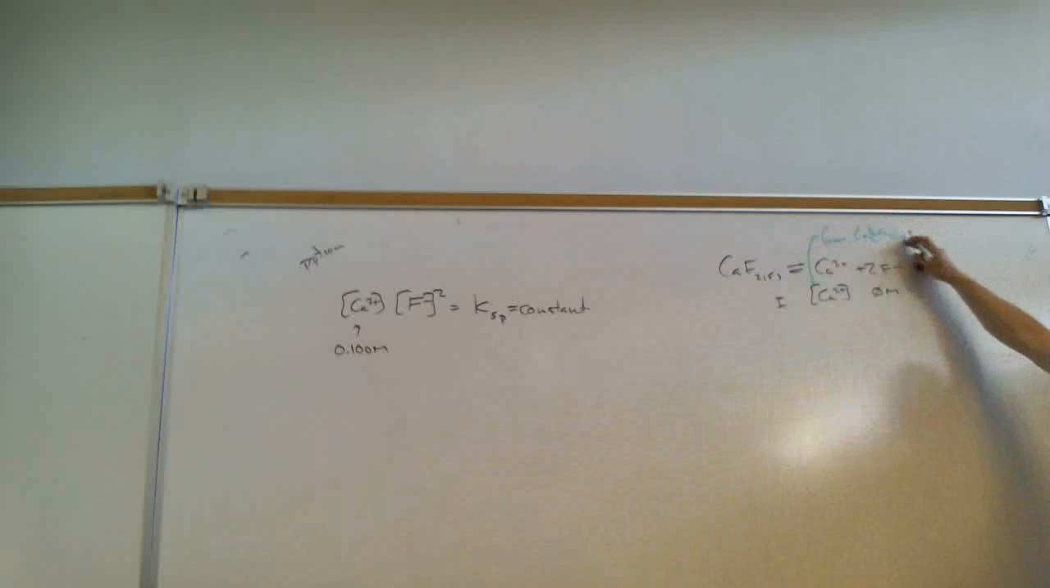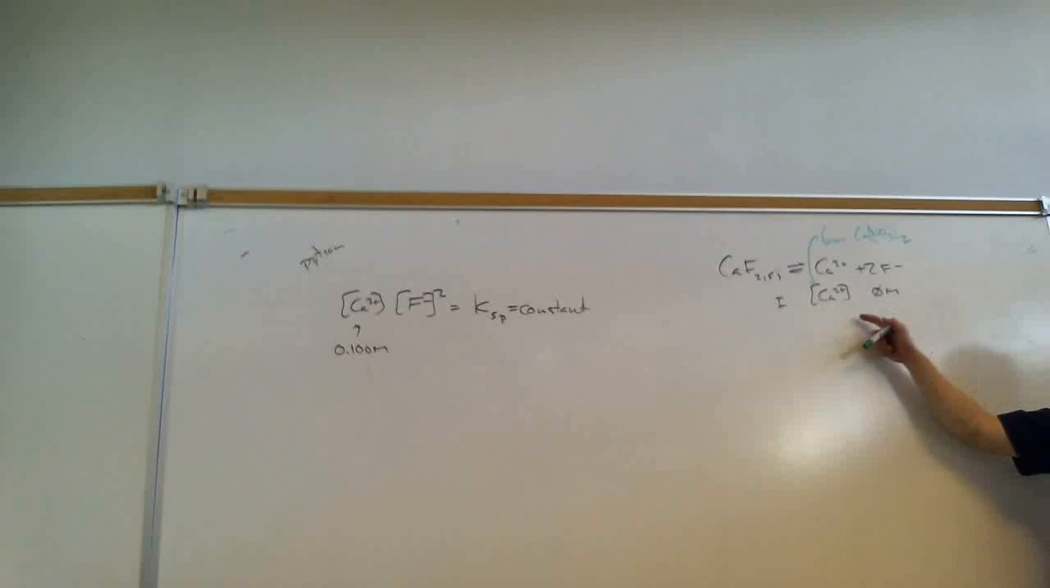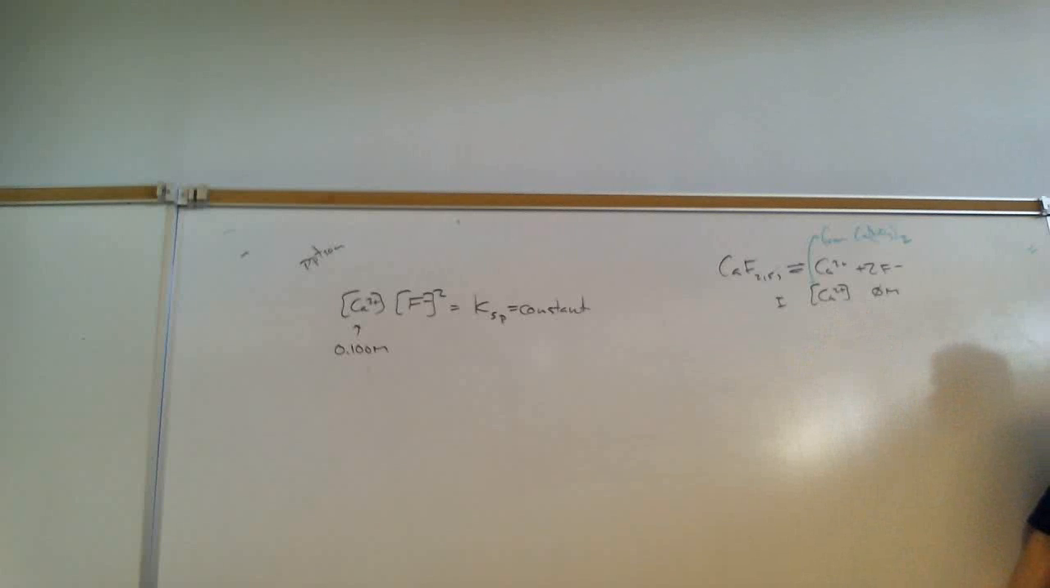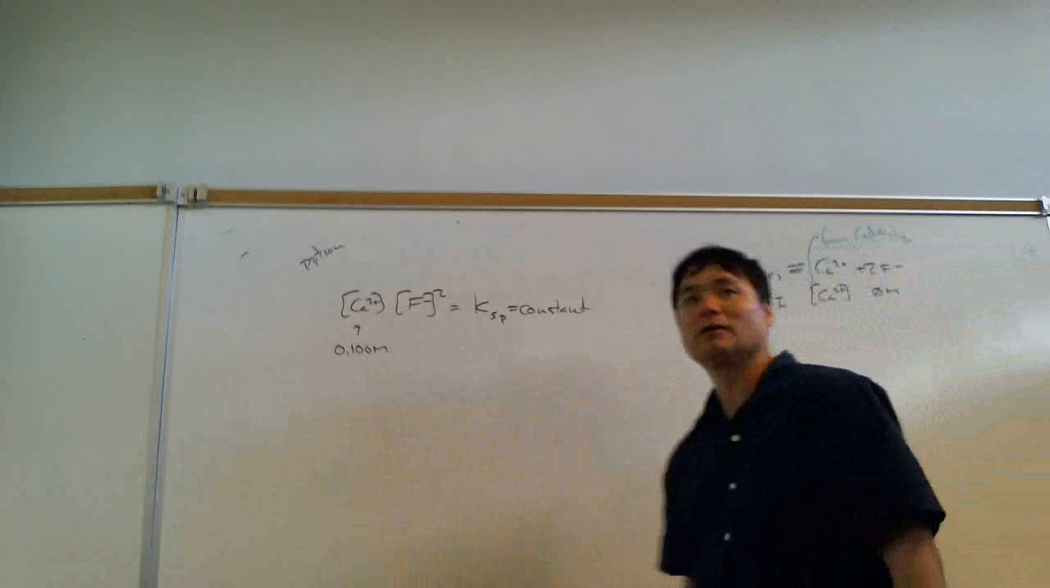So we got some calcium nitrate. You know what I want to do? I want to add some fluoride and precipitate out my calcium. How much fluoride do I need to add to precipitate out 100% of my calcium? Double the calcium concentration. Double? So if I have 0.100 molar, then I need 0.200 molar. Is that correct?